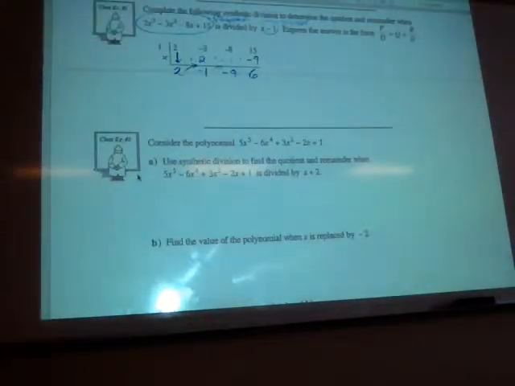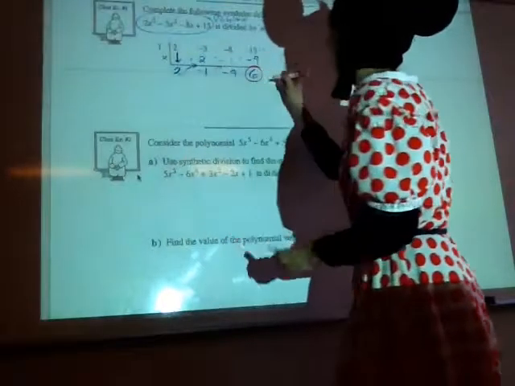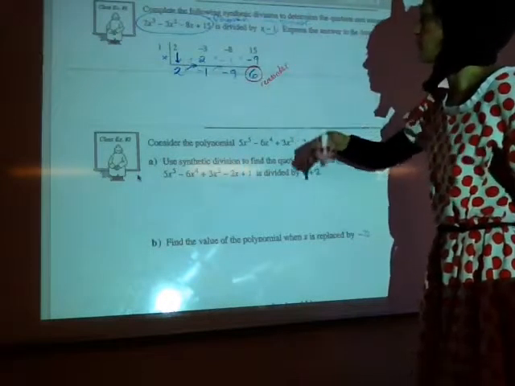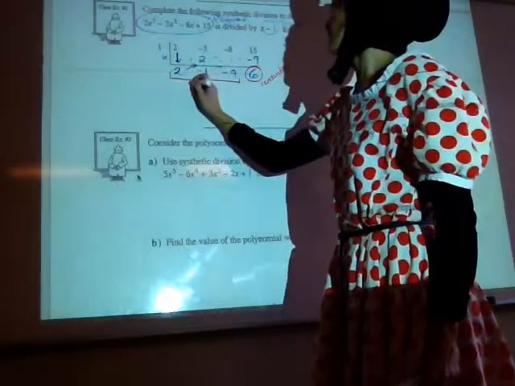Okay, who knows the remainder? 6. Good. It's always going to be the far right number. And then this is your quotient.